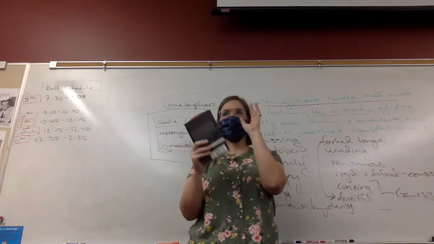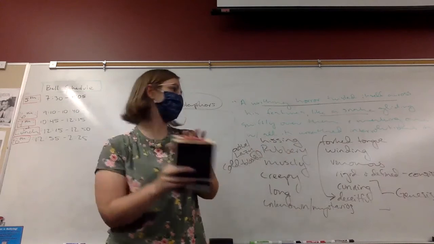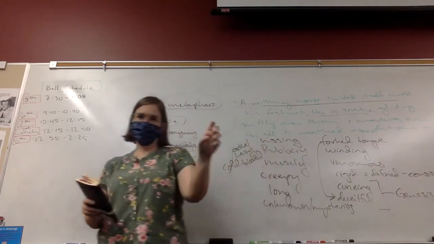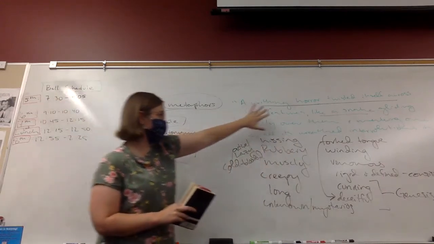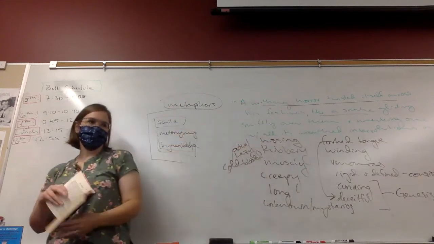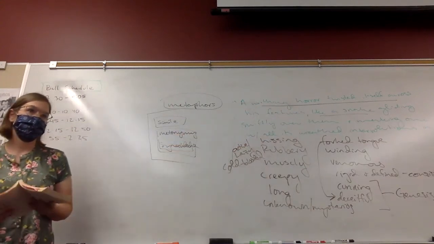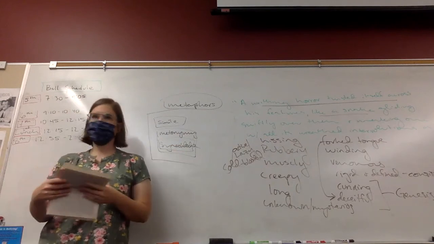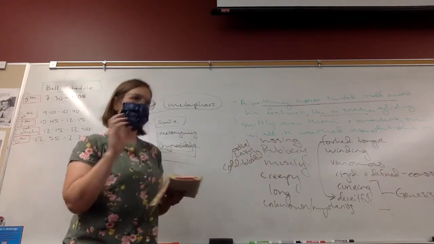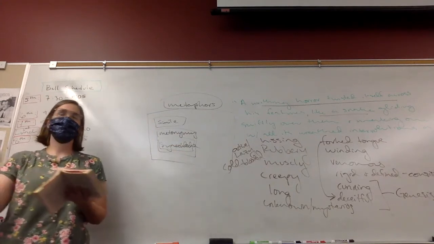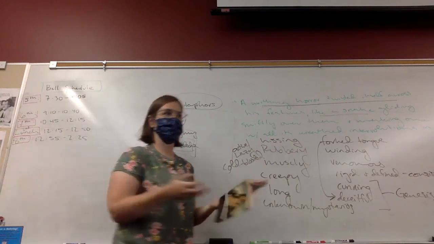Okay, considering this is the very first time we have ever seen this character, I want you to write about the effect of using a snake as a metaphor there. And you can think of it this way: why did Hawthorne choose a snake to represent the expression on Chillingworth's face?